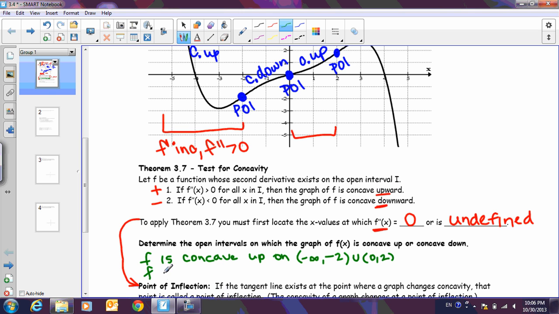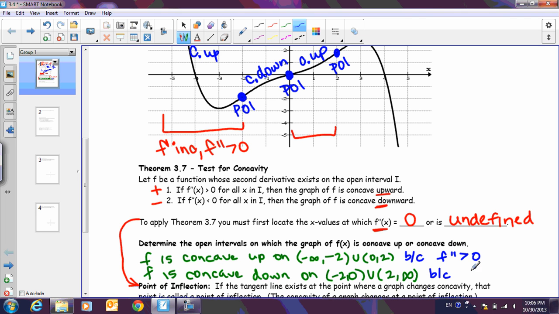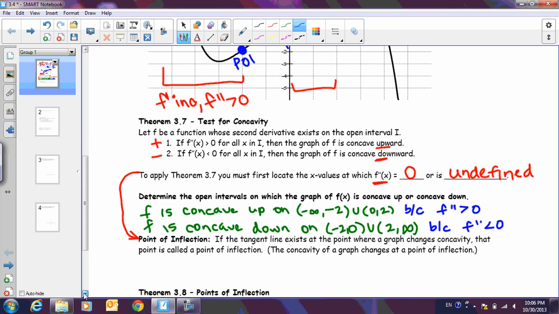Likewise, f is concave down, and this is happening on the interval negative 2 to 0, this part right here, and union that up with 2 to infinity. Now, if we were to put a reason at the end of this, if we were to put a because, we could say really two different things. We could say because f prime is increasing, but more likely we're going to relate this to the f double prime. So remember, concave up was when f double prime was positive, concave down was when f double prime was negative. We're just getting used to writing this out more and more each day.